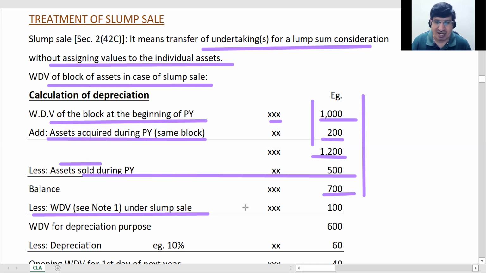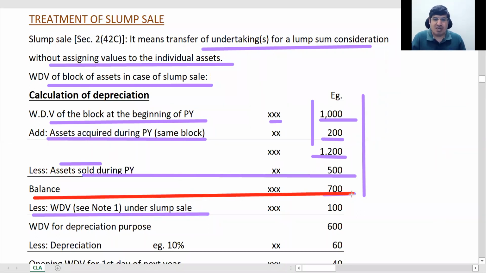ठीक है, सब यहाँ कर क्या रहे हैं बेसिकली, जो आपका written down value, normal written down value balance is this. ठीक है, normal written down value balance is this, on which you would have calculated depreciation. But क्योंकि slump sale हुआ है, from this 700 you want to remove the WDV of the slump sale assets. इसको हम remove कर रहे हैं 700. That's all you are doing.